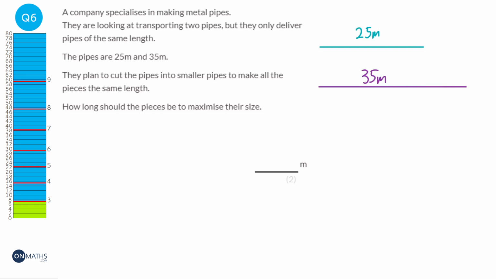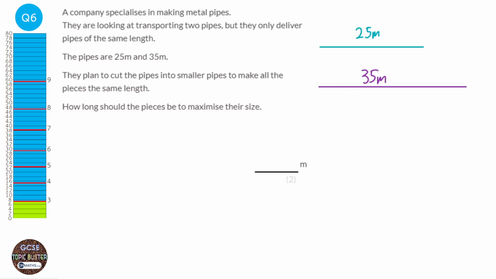The question's basically asking us what can we cut all these pipes into, and they all have to be the same length that will fit with the 25 metre and the 35 metre. And essentially what this question's asking is, what is the highest common factor of 25 and 35?